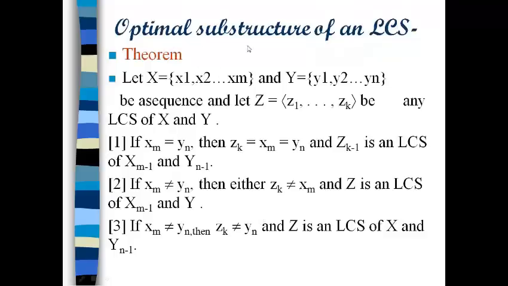In this theorem, you can see that with two sequences x and y, Z is any LCS of x and y. Suppose both the characters or symbols in the sequences are equal, then Z of k-1, which has length k-1, is an LCS of x of m-1 and y of n-1. If both the characters or symbols in the sequences are mismatched or don't match, we will choose the maximum value between them. It will be clear with the example.